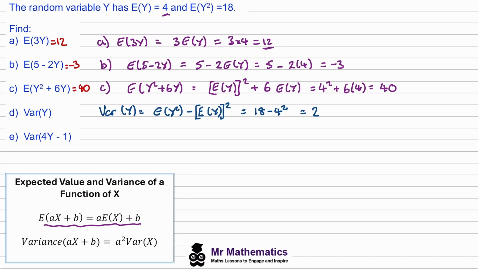And finally for part E, now we'll use this equation where we square the 4 and we multiply it by the variance of y. So we've got 16 multiplied by the 2, which gives us a variance of 32.